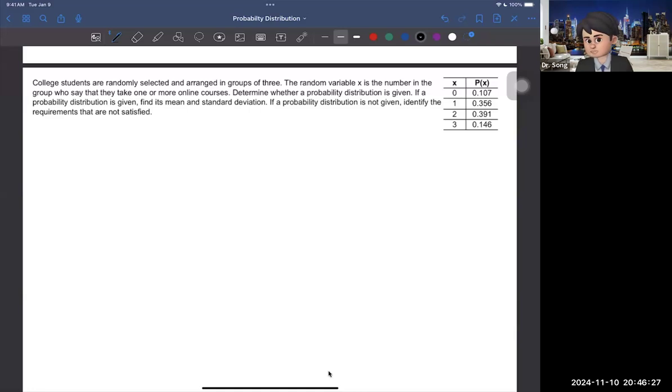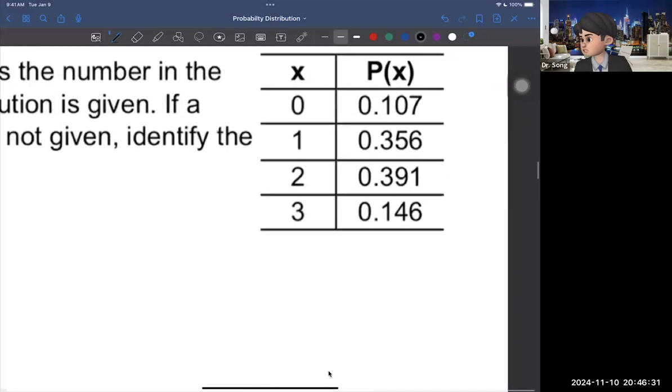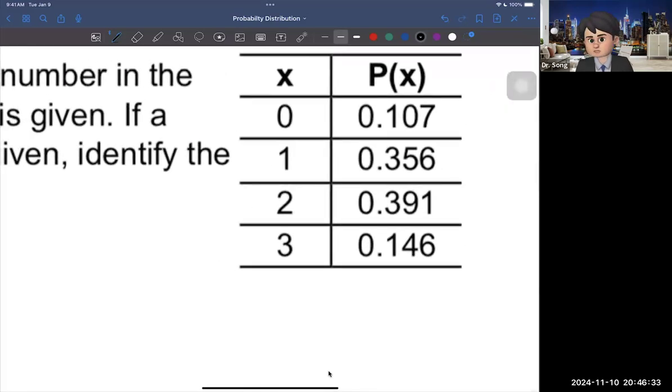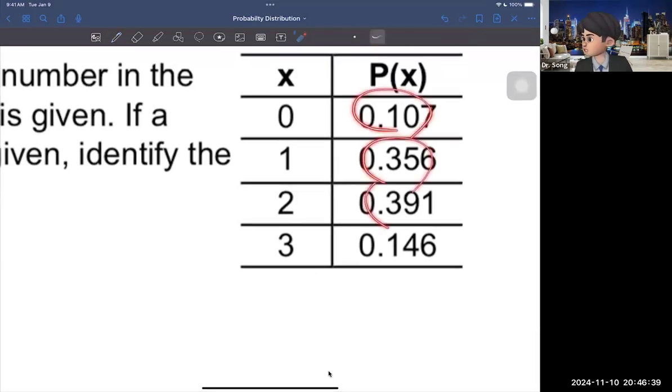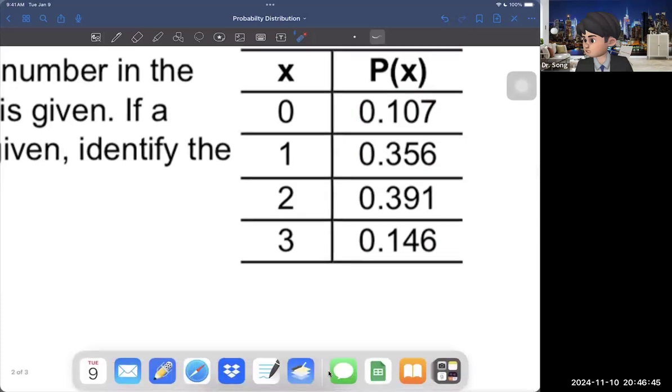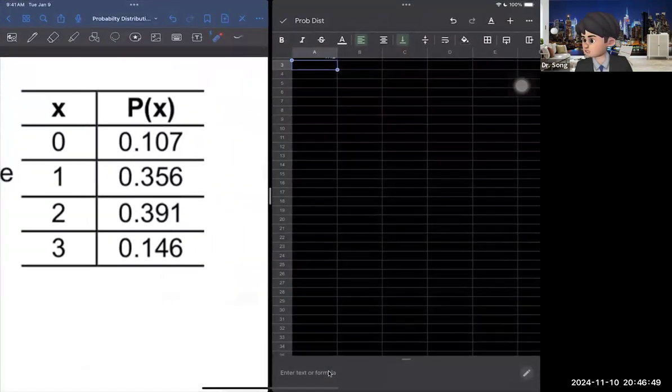So the question asks you to check whether this is a probability distribution. So like I said, you need to check whether the probability is between 0 and 1. Well, yes, it turns out everything is between 0 and 1. There is no probability which is negative. There's no probability which is greater than 1. So it satisfies the condition. Now, I need to check whether the summation of the probability equals 1.